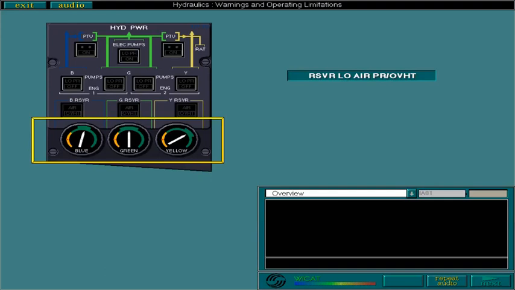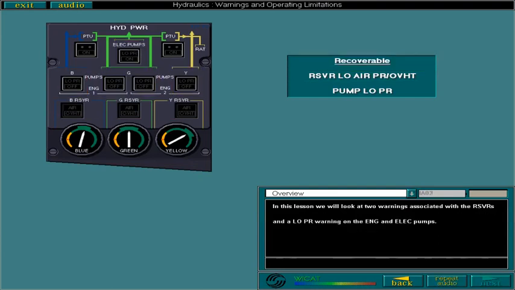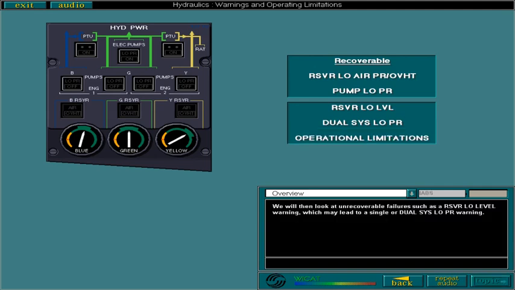In this lesson, we will look at two warnings associated with the reservoirs and a low-pressure warning on the engine and electric pumps. In these procedures, the pumps are switched off, but the associated system may be recovered for approach. We will then look at unrecoverable failures, such as a reservoir low-level warning, which may lead to a single or dual system low-pressure warning. Finally, we will look at some operational limitations of the hydraulic system.